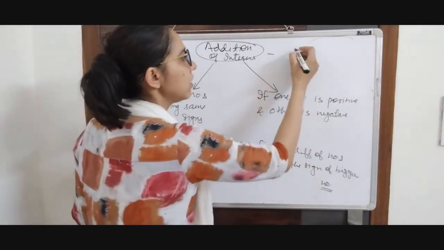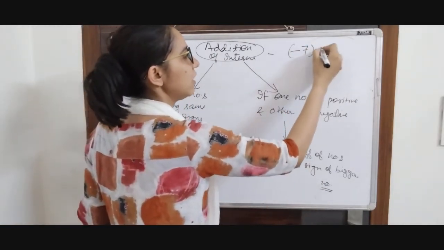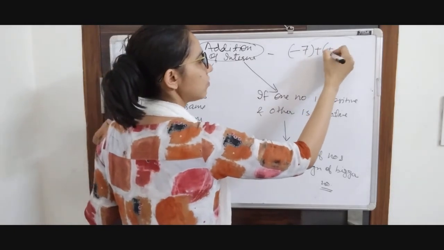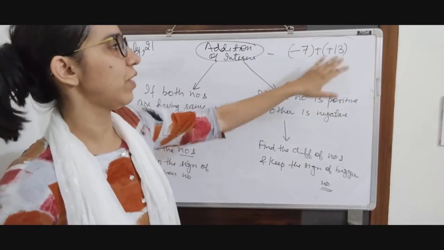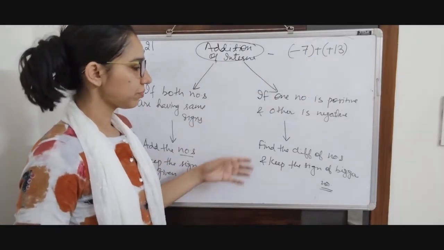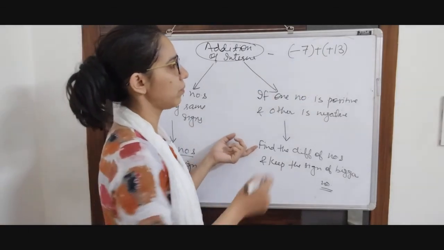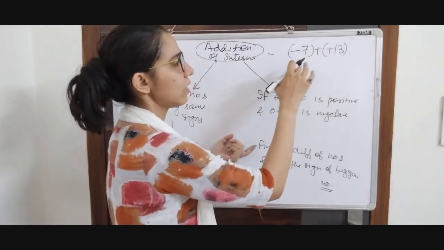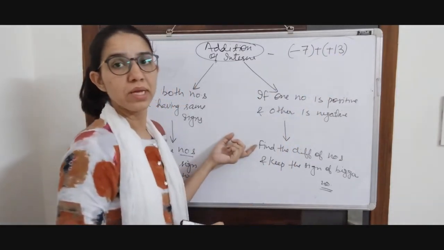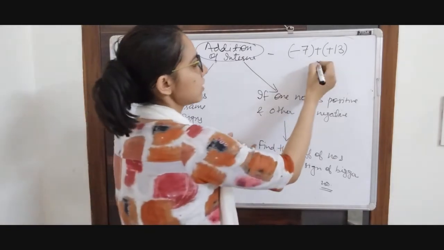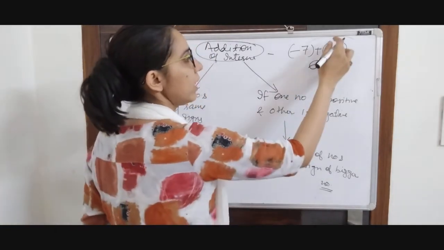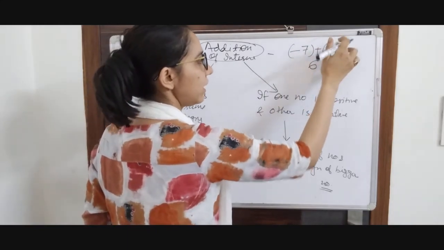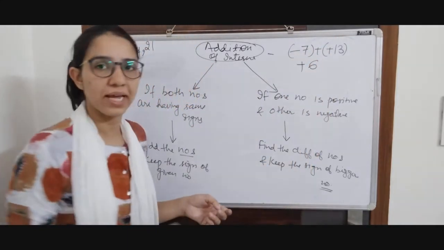What does that mean? Suppose you have minus 7 plus 13. If one number is negative and the other is positive, find the difference of the numbers. So 13 and 7, the difference will be 6. 6 is the difference. And keep the sign of the bigger number. Is the bigger number 7 or 13? 13. So I will keep the plus sign.